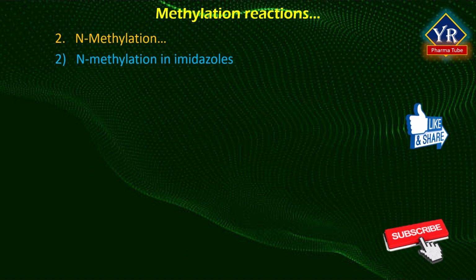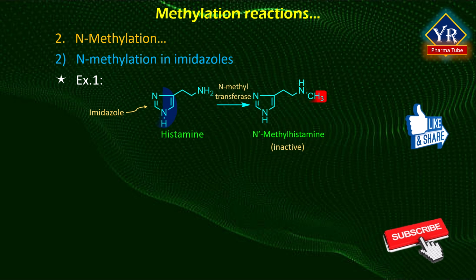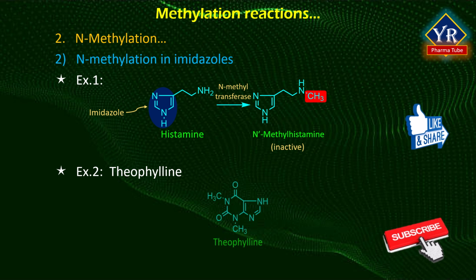N-methylation in imidazoles. The NH group in an imidazole ring can also undergo N-methylation. For example, histamine can be converted to its N-methyl conjugate by N-methylation reaction. In another example, theophylline, whose N9 methylation is masked by N-demethylation in adult but not newborn humans.